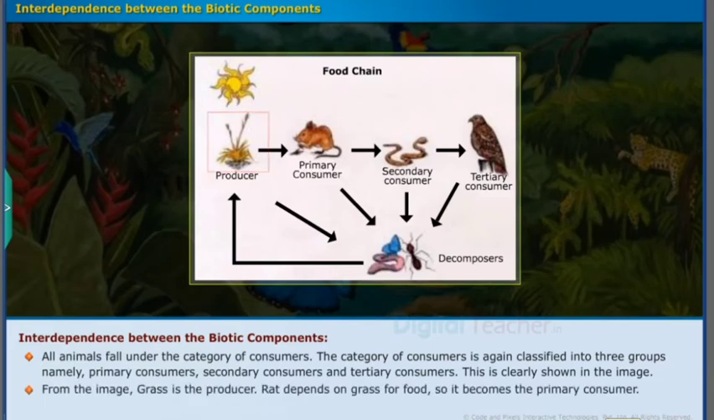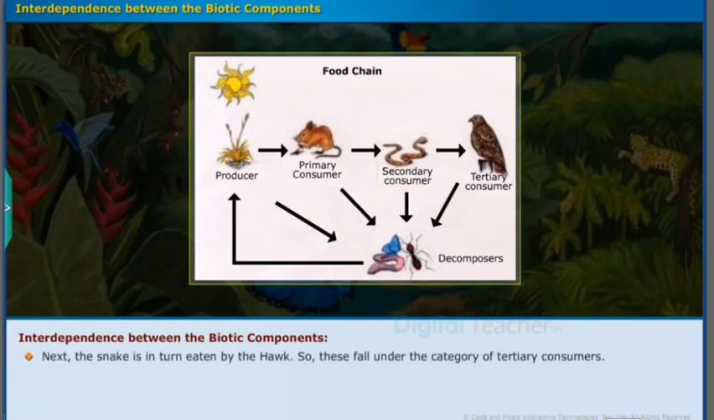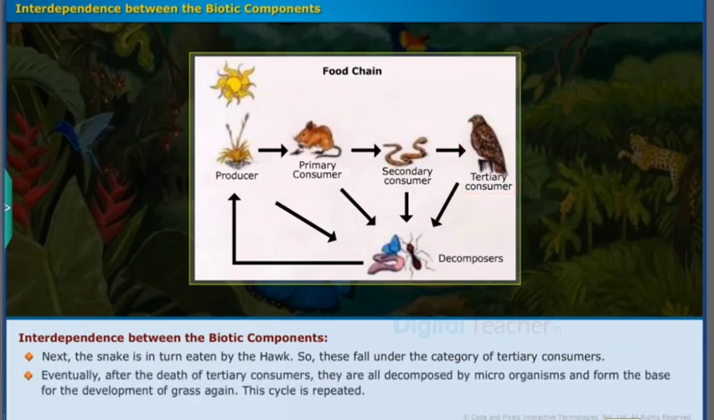From the image, grass is a producer. Rat depends on grass for food, so it becomes the primary consumer. Next, the snake consumes the rat and therefore it falls under the list of secondary consumers. Next, the snake is in turn eaten by the hawk. So these fall under the category of tertiary consumers.